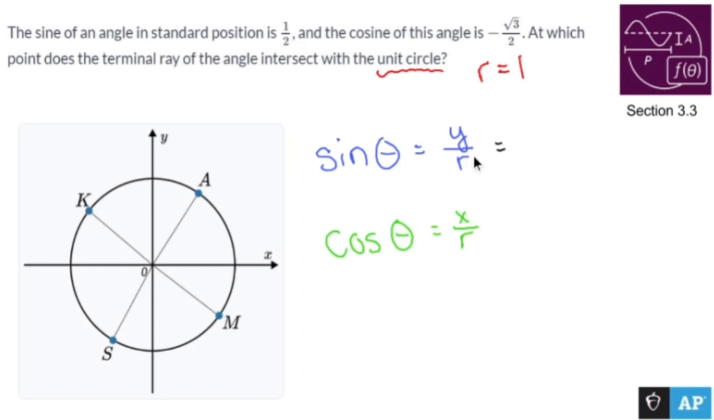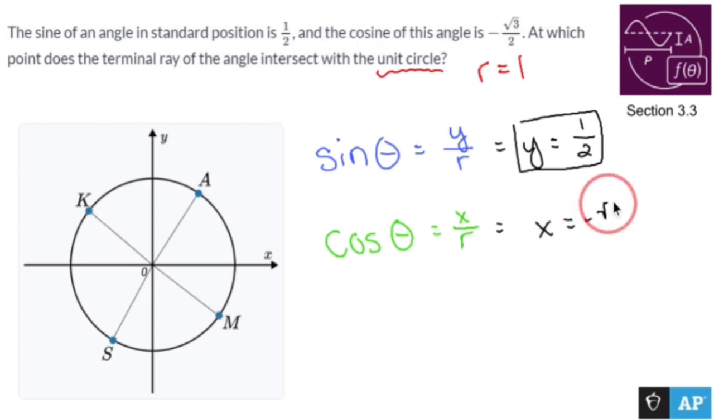Now, if r is 1, then that just means sine theta is y, because it's y over 1. And sine theta is also 1/2, which tells me that y is 1/2. Similarly, cos theta is x over r. Since r is 1, cos theta is x. Cos theta is also negative root 3 over 2.